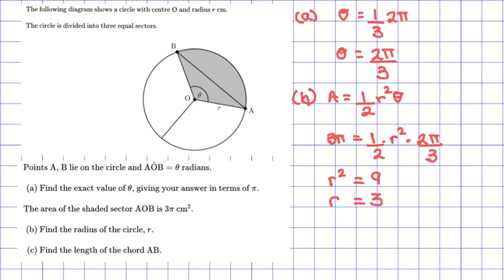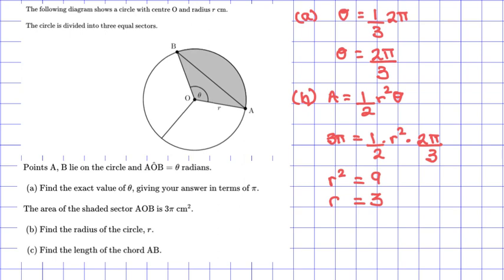Part C. Find the length of the chord AB. Well, we have the triangle OBA, which we know that the radius is 3, so OB is 3, OA is 3, and we want to find AB. We know that theta is 2 pi over 3, so we've got two sides and the angle in between, so we can use the cosine rule.